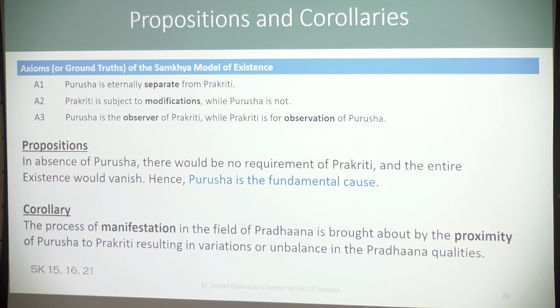Corollary is this: the process of manifestation in the field of pradhana is brought about by the proximity of Purusha to Prakriti, resulting in variations or unbalance in the pradhana qualities. So the corollary is only saying that if Purusha is the fundamental cause, it is bringing up the manifestations in the field of pradhana. Behind the manifestations that we see in the Prakriti, Purusha is the cause, because it tries to get in contact with Prakriti. It cannot merge with Prakriti, it tries to observe Prakriti. This is called proximity. Because of this proximity of Purusha with Prakriti, the Prakriti now expresses itself. Prakriti is also eternal.